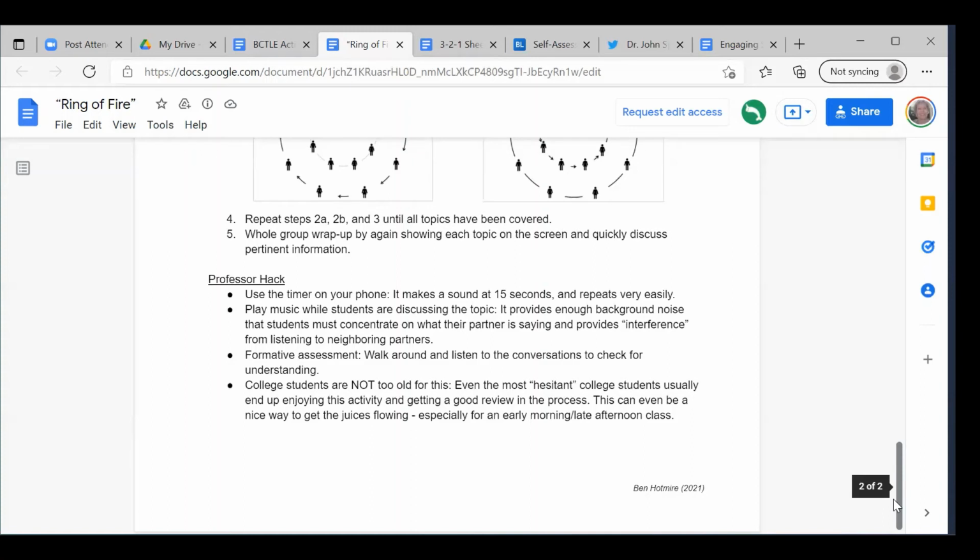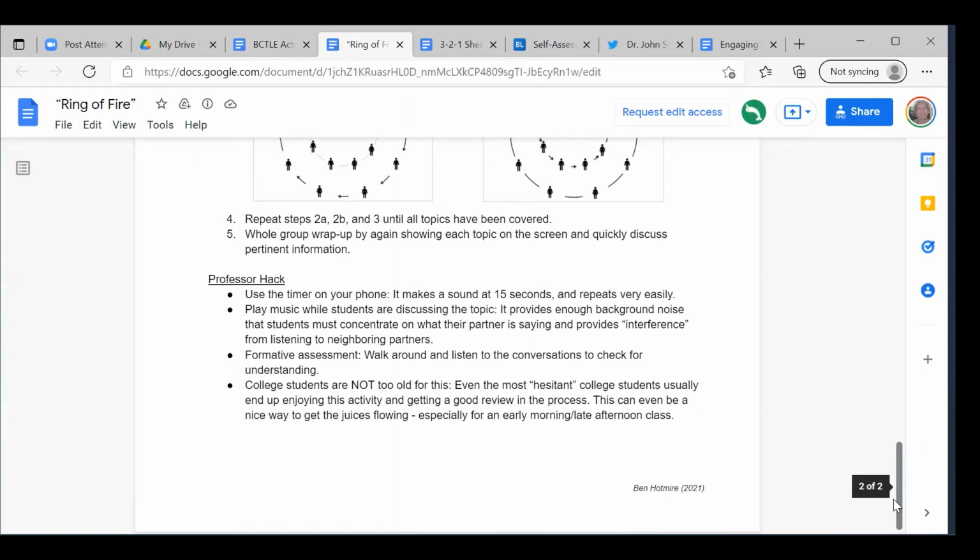So my last things here, the professor hack section. I've already talked about formative assessment. I use my timer on my phone all the time in class, but especially for this, because sometimes I get listening and walking and I forget what the time is. So it reminds me. I also play music all the time with this and everything else. But the reason I play music isn't just for fun, it also creates some dissonance in the room. So it makes them focus on their partner and not on the other people around them. They really have to focus in on what's being said, so I think it increases concentration.